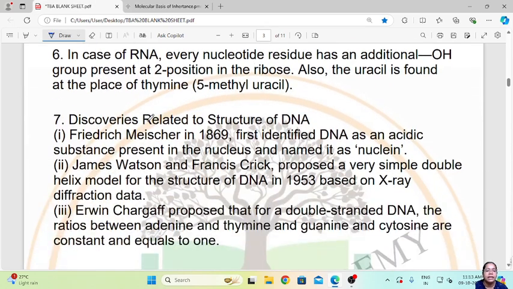So how was the DNA discovered? Friedrich Miescher in 1869 first identified DNA as an acidic substance present in the nucleus and named it nuclein. Then James Watson and Francis Crick proposed a very simple double helix model of the DNA structure in 1953 based on X-ray diffraction data.